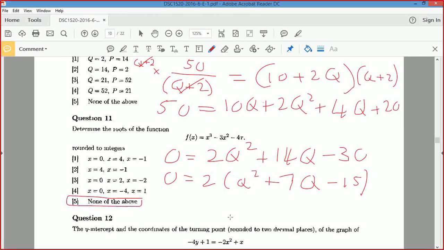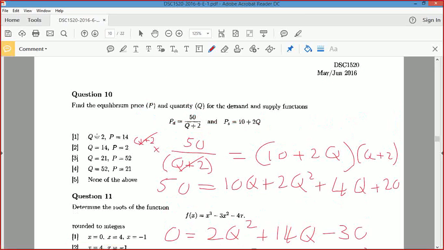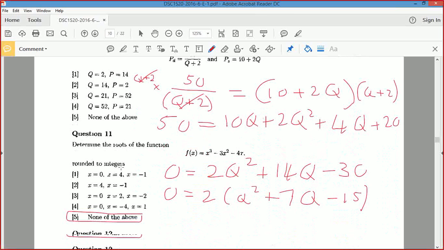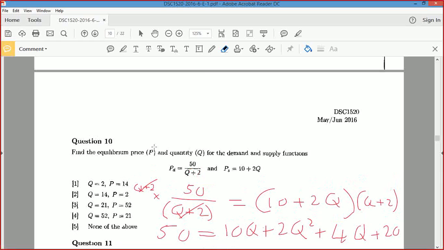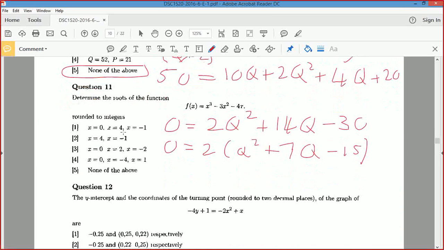Wow, that's actually quite mean of them. Oh, hold on. That was 10, not 11. Sorry, I circled 11's answer. The working here is for 10. That's the one. So you see, you don't have an option there. None of the above again. Right, let's have a look at 11.